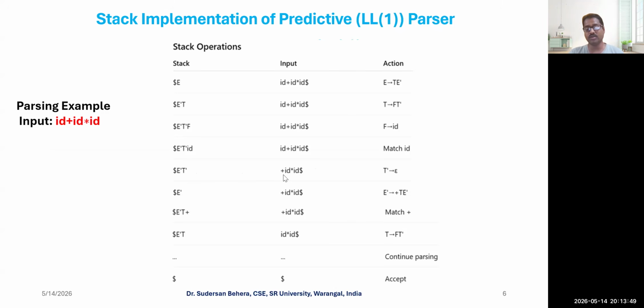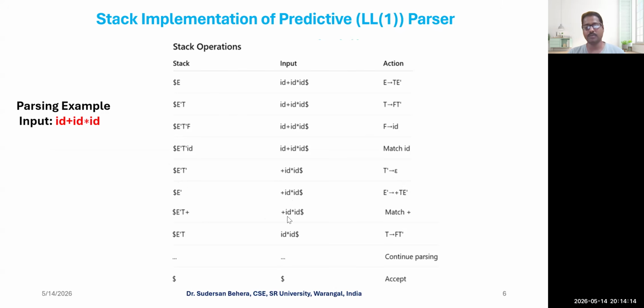Is T dash equal to plus? No. Does T dash have a production? Yes. What is the production? Epsilon. Use epsilon. What is there on the top of the stack now? E dash. Is E dash equal to plus? No. Does E dash have a production? Yes. What is the production? Plus T E dash. So E dash is replaced with plus T E dash.